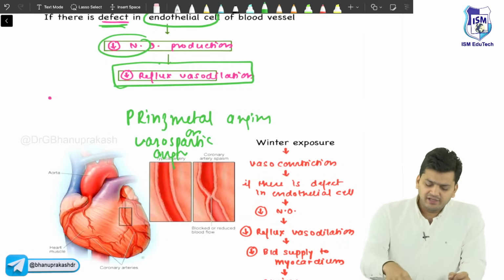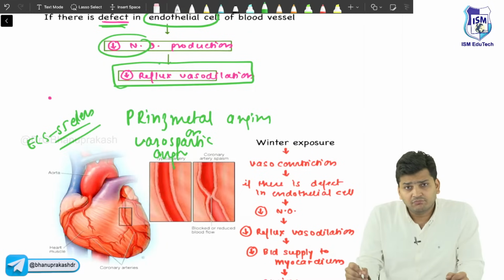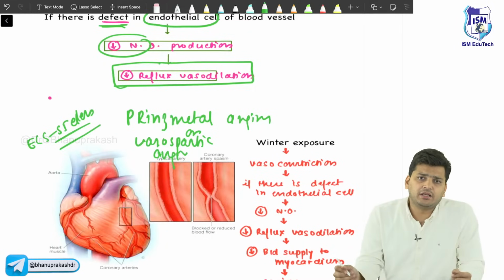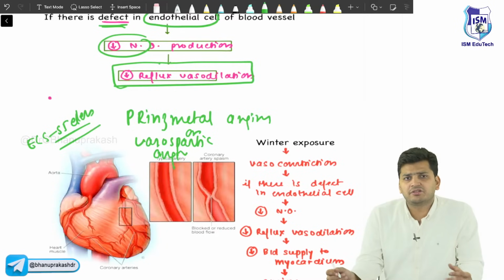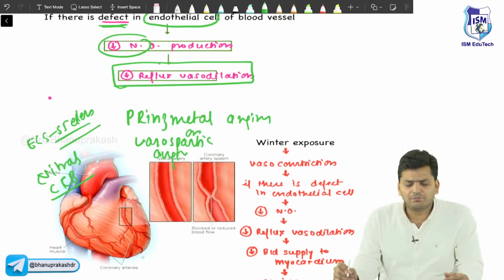What is the ECG finding? In the ECG, we are going to have ST elevations. ST elevation does not occur only in MI; ST elevation is also there in Prinzmetal angina. What is the treatment? Because the problem is vasoconstriction, you will give vasodilators such as nitrates or you can give the CCBs. This is the treatment that we are going to give to the patient.